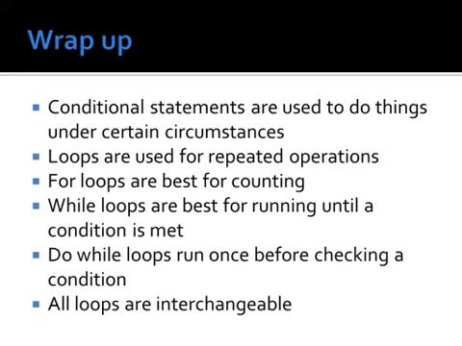Loops are used for repeated operations, and we discussed three different types of loops: for loops, while loops, and do while loops. For loops are best for counting, while loops are best for running until a condition is met, and do while loops are exactly the same as while loops, except that they're run once before checking the condition. And finally, all the sample loops that we went over will run exactly 10 times.